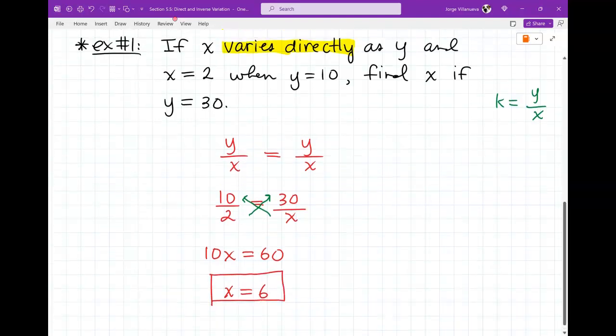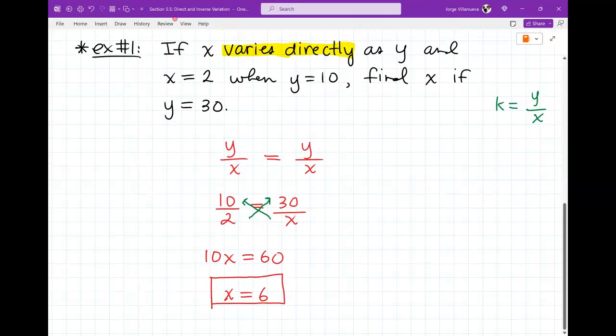Now, does that make sense that x is 6? Well, let's see. X used to be 2 when y was 10. Now that y is 30, which means it's bigger, x should also be bigger then, right? If y got bigger, x should get bigger. And notice my x went from 2 to 6. So that makes sense. The inverse variation is backwards. If one gets bigger, the other gets smaller. So this makes sense to me. X used to be 2 when y was 10. Now that y is 30, x got bigger. It became 6.